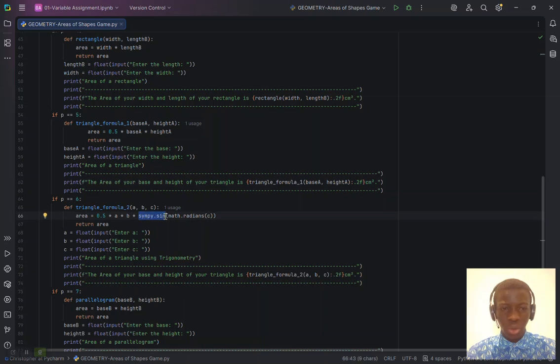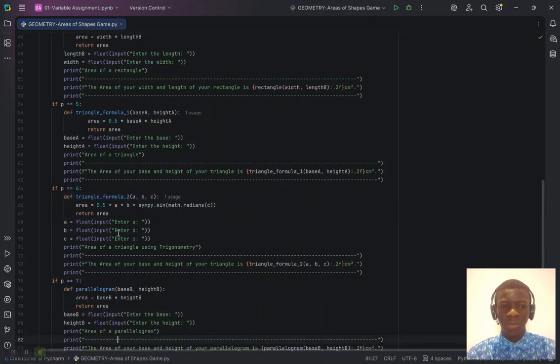Sympy.sin, math.radians. If you put math.sin, it will give you radians. But if you put math.radians here and sympy.sin, it will give you the correct thing. That's that. So half times base times height is the simpler formula for right angle triangles. Simple, easy and peasy.